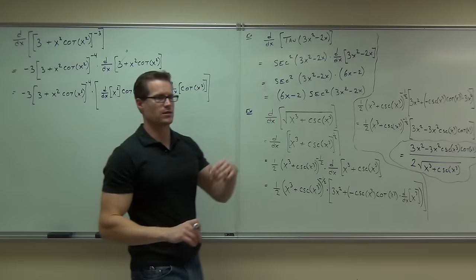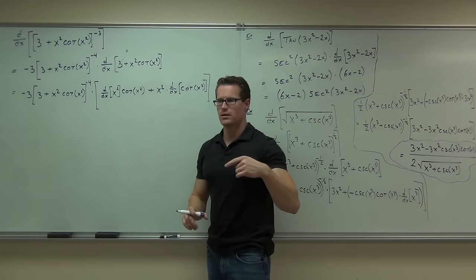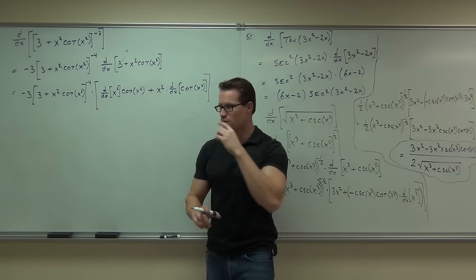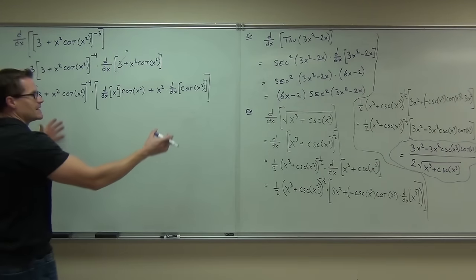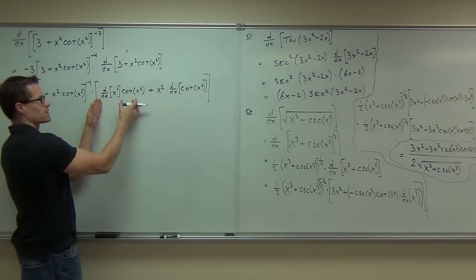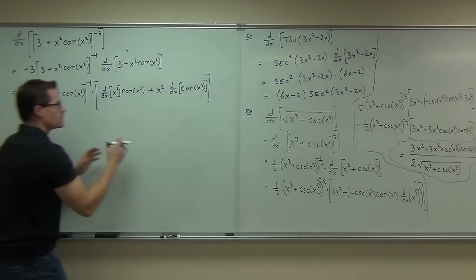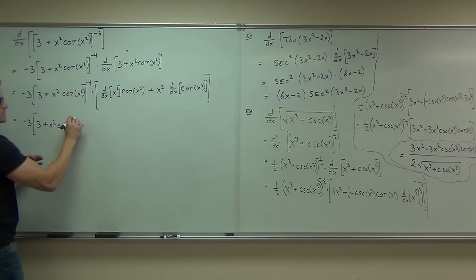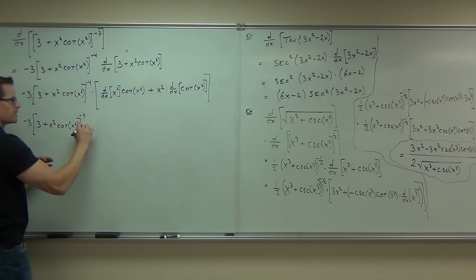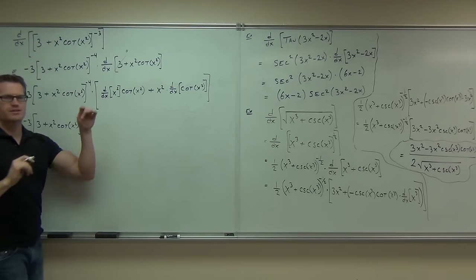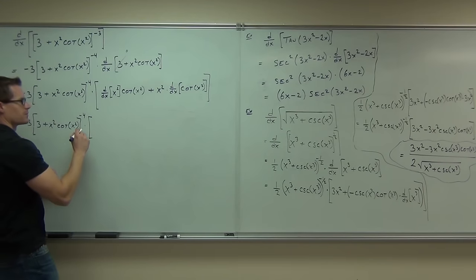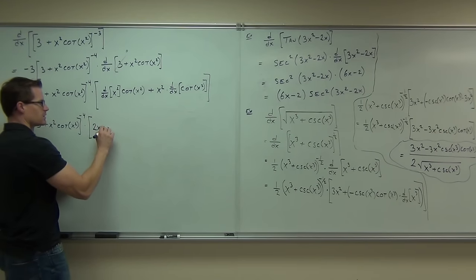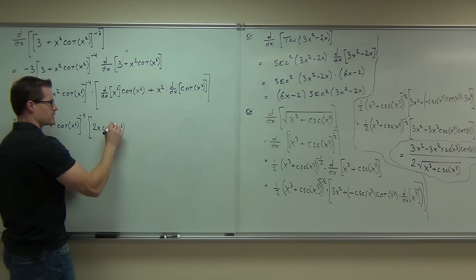Okay, quick head nod if you can follow that. Yes. Okay, cool. Follow our ddx's. Here, no ddx's. Here, ddx. Here, ddx. Negative 3, 3 plus x squared cotangent x squared to the negative 4 power. Big bracket. Derivative of x squared, everybody, what is that? Well, that's nice. 2x cotangent x squared. Well, we got that done.